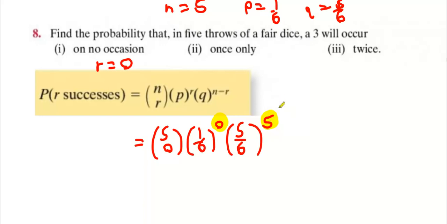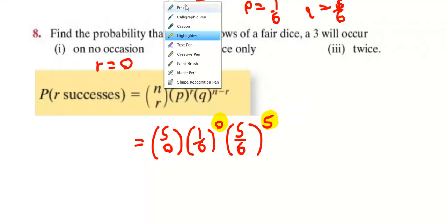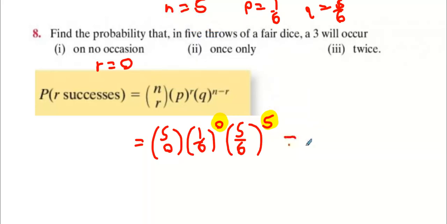You throw that into your calculator, and you're going to get 3,125 over 7,776. Somebody verify that for me. 3,125 over 7,776. Is that okay?